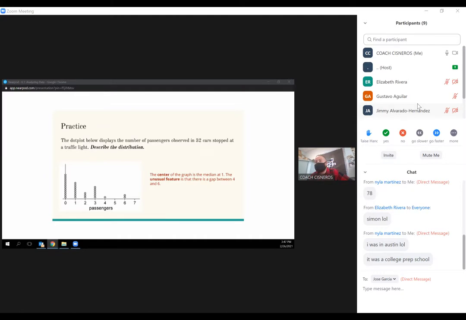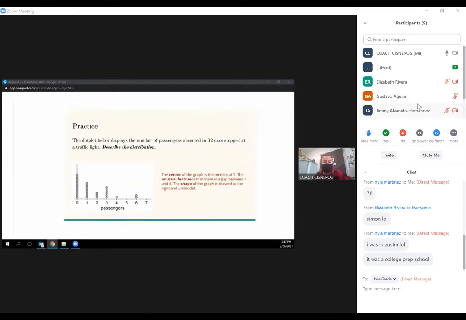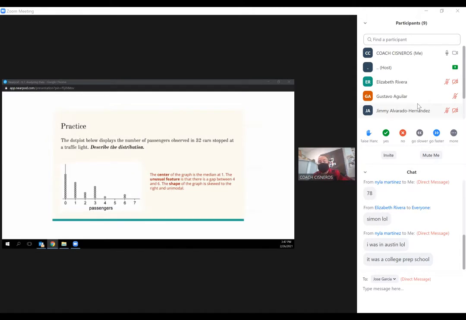Good. What's the shape? Last one. Right skewed, right? Skewed to the right or right skewed, it doesn't matter which way you say that. The shape of the graph is skewed to the right. I also put unimodal because it has one peak, right there at 0. So when I say I want you to write in complete sentences, look how short these sentences are, and you described all 3 things that I need you to describe for the distribution. Pretty easy, okay? I'm going to show you 2 more examples, and you're going to do one on your own.